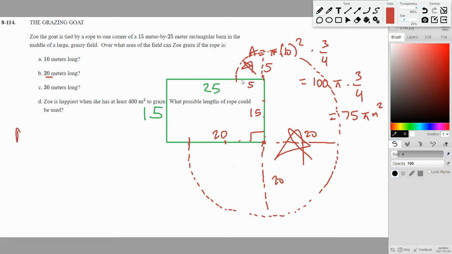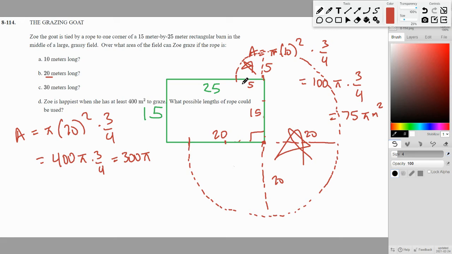I'm going to first do area is equal to pi times 20 squared times 3/4, because again, we still have this rectangle that takes away the 90 degrees of grass. So this would be 400 pi times 3/4. So 3/4 of 400 would actually end up being 300. So 300 pi, but that's not the final answer.